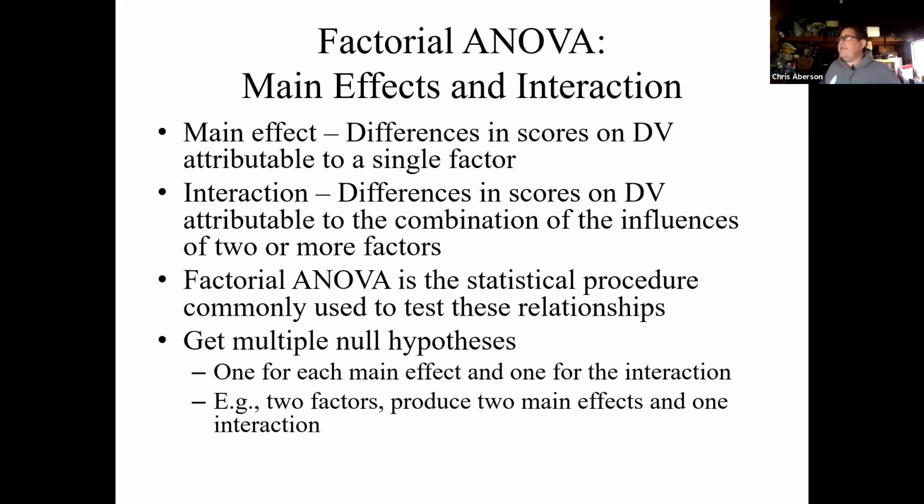All right, we have some new terminology, two terms: main effect and interaction. Main effects are the differences in scores on the outcome variable or the dependent variable that are attributable to differences on that factor alone. That is, ignoring everything else, are there different means across the levels of one of the factors?